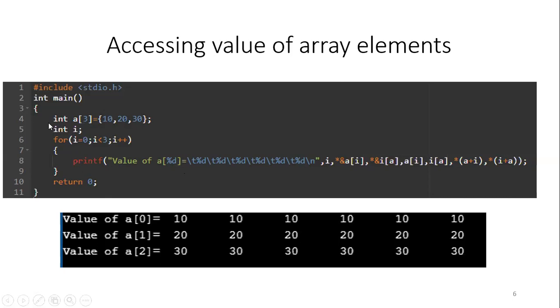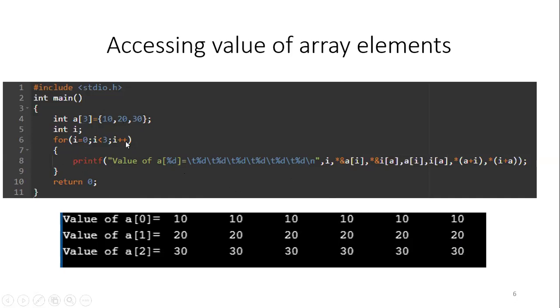Then in the next iteration, we are incrementing I by 1. So I will be 1. And when we print, we will be printing the value of the element A of 1. That is the second element. The second element in the array is 20, so all the 6 different cases are printing 20.